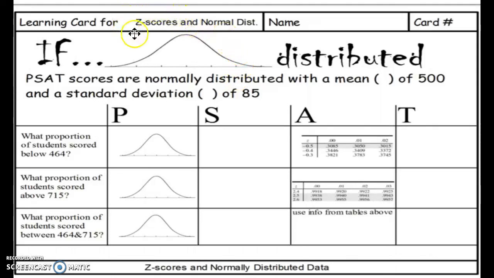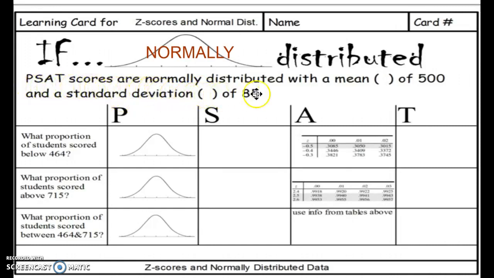All right, we're going to fill out our learning card on z-scores and the normal distribution and finding area under the curve. So the first thing we need to recognize is that we will only be using this if we have a distribution that is normally distributed. If we don't have a normal distribution, then we shouldn't be using z-scores.